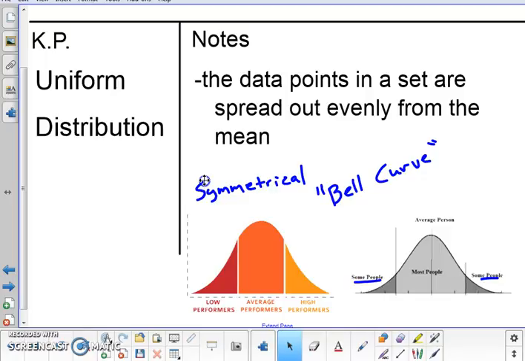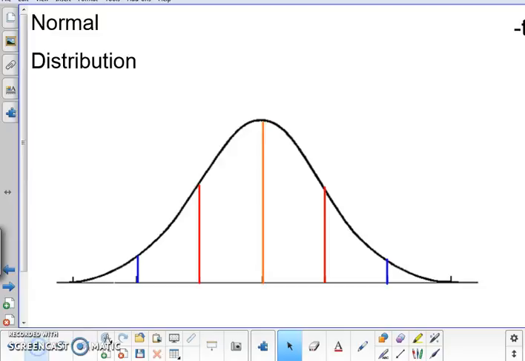Or sometimes they split them up into performers. Your high performers are off to the right, not as many as your average performers. Those are all in the middle, and then your low performers down to the left there in the other graph. Okay, so normal distribution. Normal distribution is a curve, and this is a set of data points, and they're all evenly distributed. And what does this all mean?